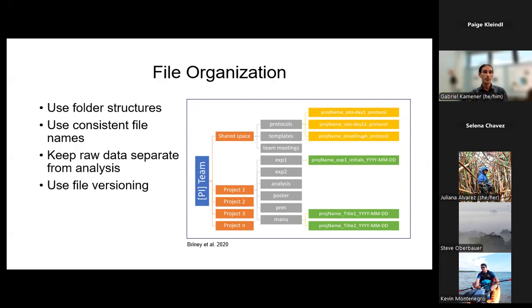You also use file versioning whenever possible. File versioning can be something as simple as appending the current date to a file after you've modified it, and it can get as complex as using something like Git and GitHub.